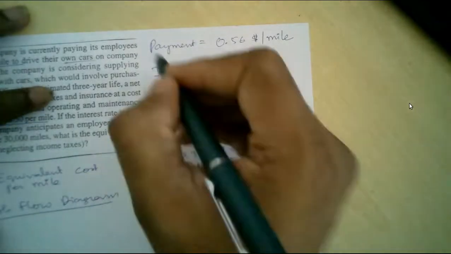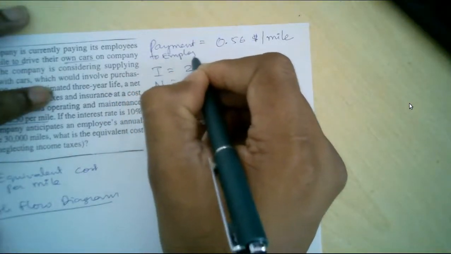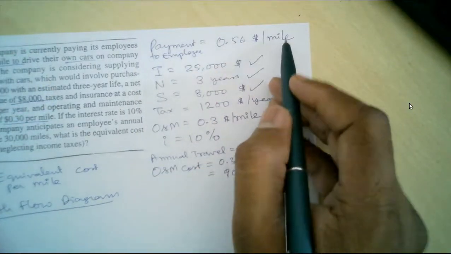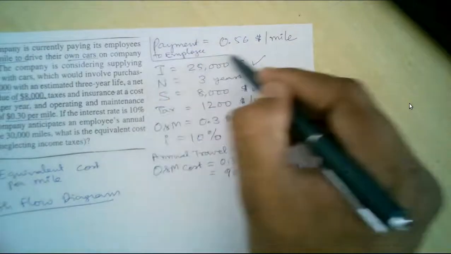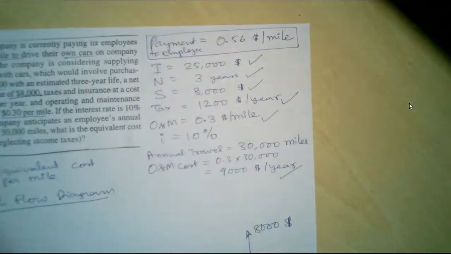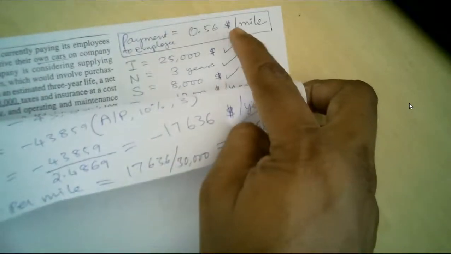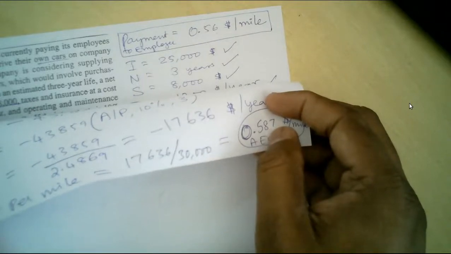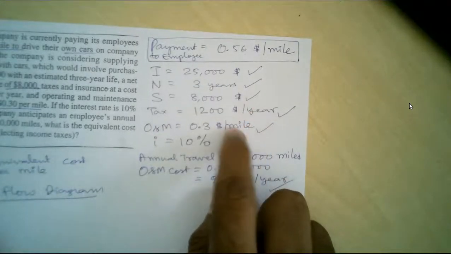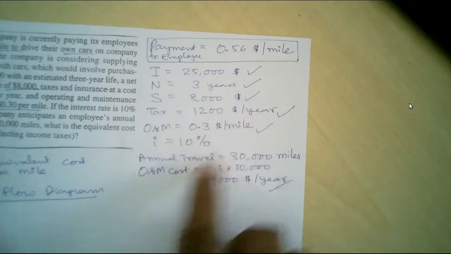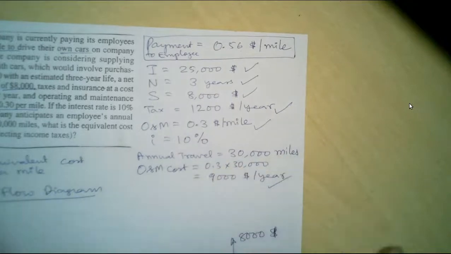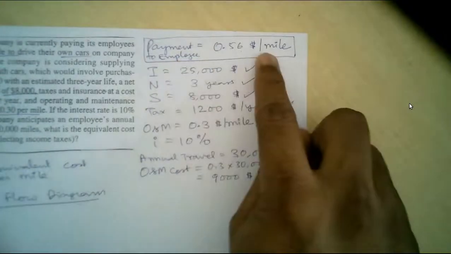Whereas if I go to the top, the payment to the employee is $0.56 per mile. So for the company, this option is actually cheaper, because if you compare, this cost comes to 0.587, whereas this cost is 0.56. So you are paying 2.7 cents extra, and you have to take the bother of purchasing the car, and then taking care of the taxes and the operational maintenance. All this cost will be there for the company. So instead of doing all these things, I think the company should go with the present option.